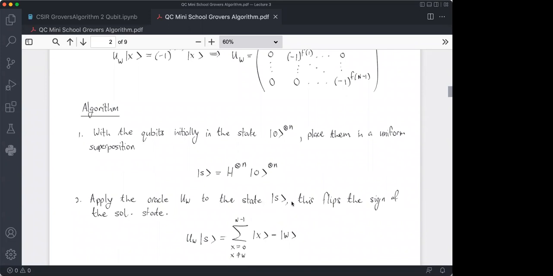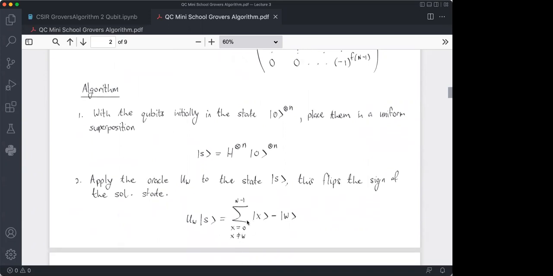Then we apply the oracle to the state S. What this is going to do is flip the sign of the state that is the winner. So I write it like this, and it's just a sum over all the basis states. There should be another normalization factor here, but you get the point: this is going to be all of the basis states except the winner, and you have a minus sign on the winning state here. So there should be a 1 over square root 2 in the front here.